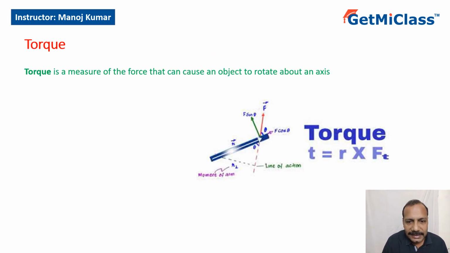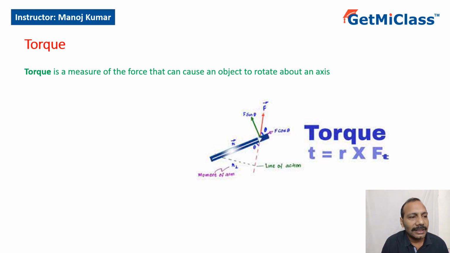Let's first understand what is torque. Torque is a measure of the force that can cause an object to rotate about an axis. So whatever force does in linear motion, the same thing torque does in angular motion. So I can say torque is a rotational analog of force.